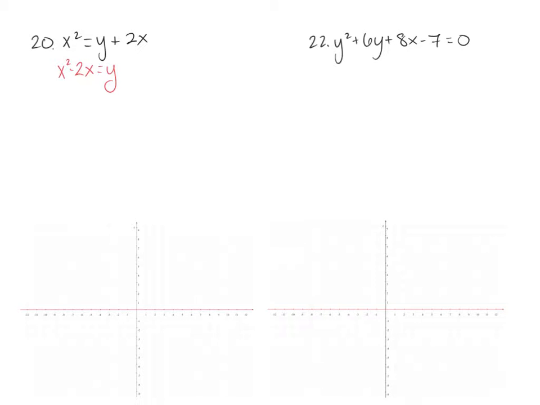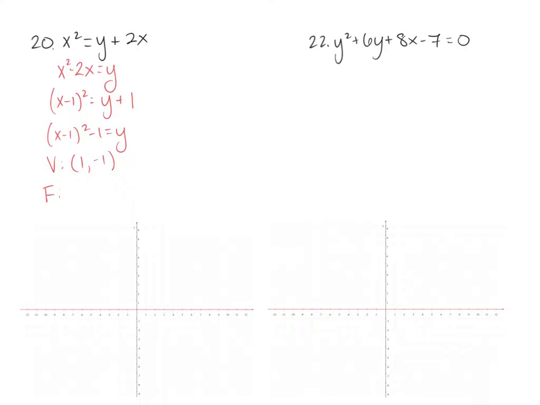Okay, and I know that it's not completely done yet, right? So I need to complete the square. So when I complete the square, I get x minus 1 squared equals y plus 1. This looks very similar to my standard equation for my parabola that's vertical. So I have that x minus 1 squared is equal to y minus negative 1. So my vertex is going to be (1, -1).